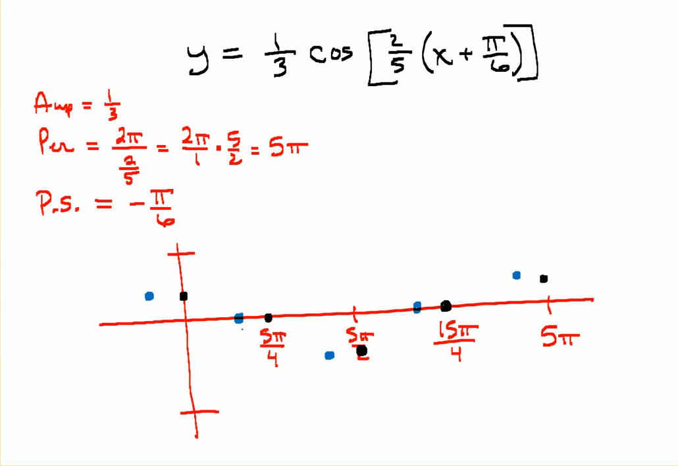And sometimes in the book, they actually make you even find the coordinates. So this one would be pretty easy. What is the coordinates of this first blue dot right here? Well, since it was at 0, we moved it back. Wouldn't that be a negative pi over 6? And would that be okay to make it a 1/3 as well? Because 1/3 came from their amplitude.